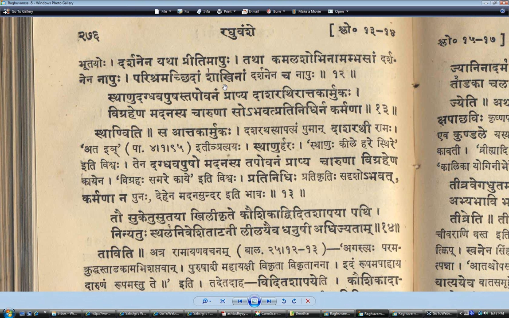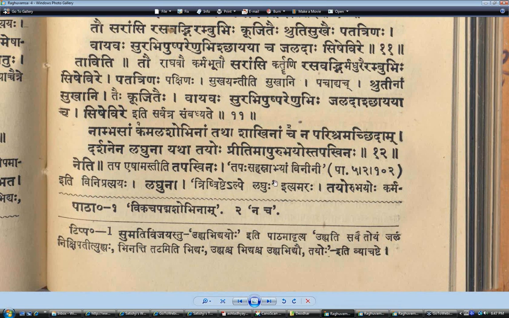So we have a Yatha Tatha construct here. If you go to the prior page, the simple sentence is that Tapasvinaha Tayoho Darshanena Pritim Apuhu. But then it is Yatha Pritim Apuhu Na Tatha. Then we got two more clauses there: Na Tatha Kamala Shobhinam Ambhasam Darshanena, and Na Cha Tatha Parishramachidam Shakhinam Darshanena.